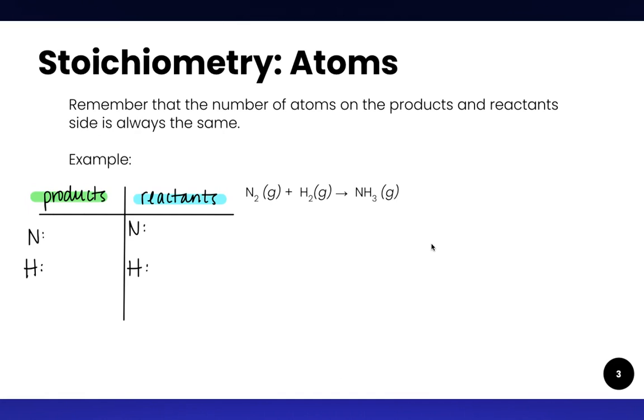Okay, and I also want to remind you that in stoichiometry, the number of atoms on the products and reactants side is always the same. The law of conservation of mass states that matter cannot be created or destroyed. Okay, so we're going to work with this example on the next couple of slides. It is the chemical formula to produce ammonia, a gas.